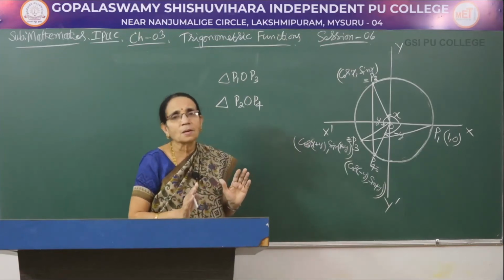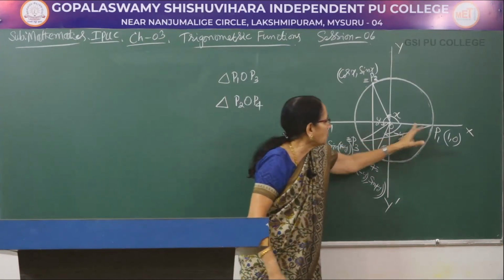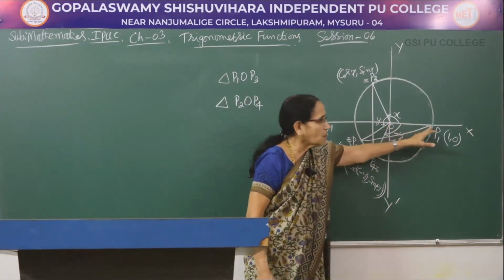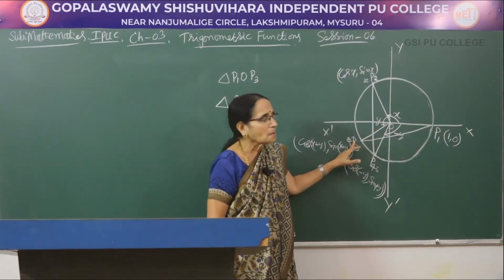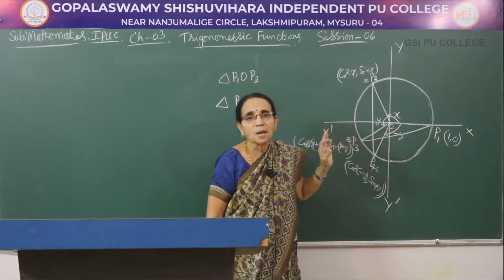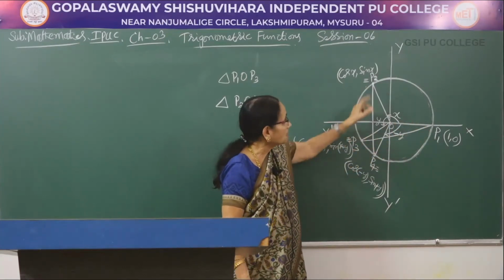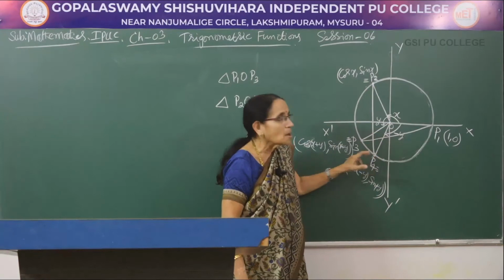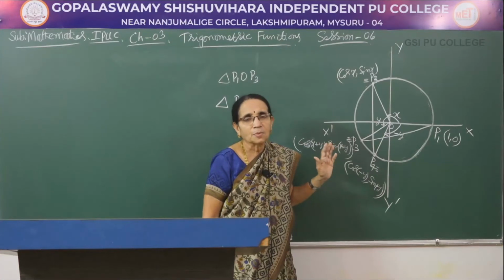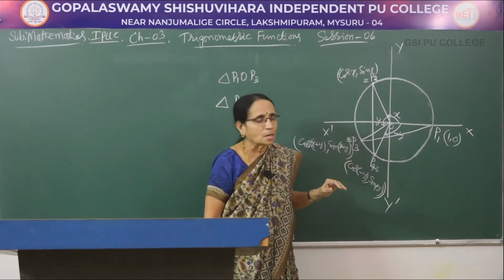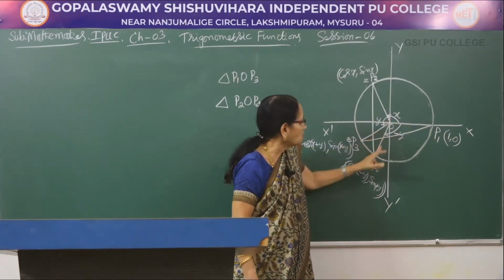Now, let us see how the sides of the triangles are. First, take P1OP3. OP1 is one radius and OP3 is another radius, correct? Because they are the radii of the same circle, they are equal. Come to the other triangle, OP2 and OP4, even they are the radii of the same circle. Radii of the same circle will always be equal to one another. That means OP1 equals OP2, OP3 equals OP4.